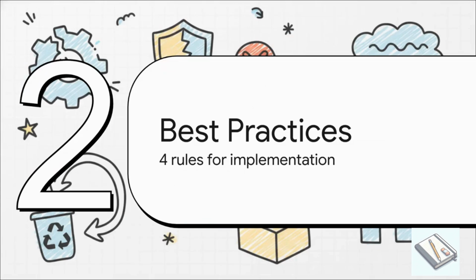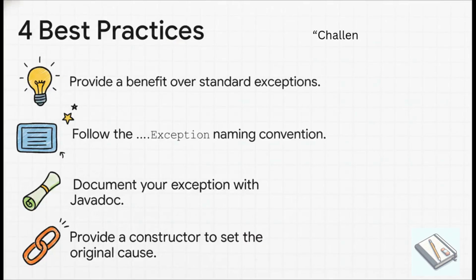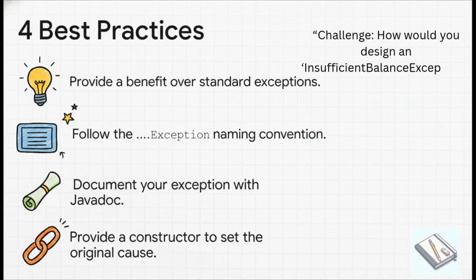All right, to wrap things up, let's go over 4 best practices. If you follow these, you'll be creating custom exceptions like a pro. Here are 4 quick rules to live by. 1, don't overdo it. Only create a custom exception if it really adds new, useful information. 2, always end the class name with Exception. It's a universal convention. 3, document it with JavaDoc. A simple comment explaining what the error means goes a long way.